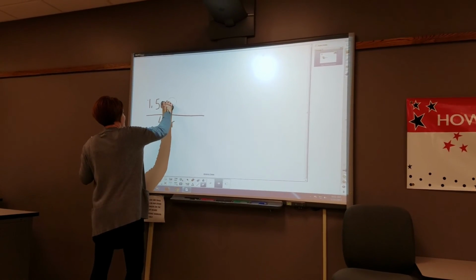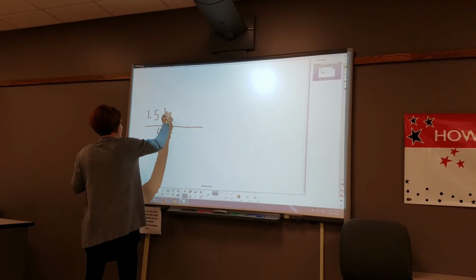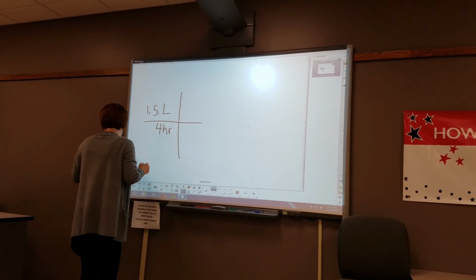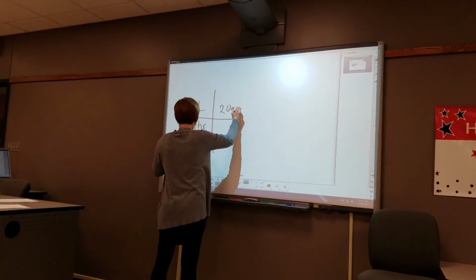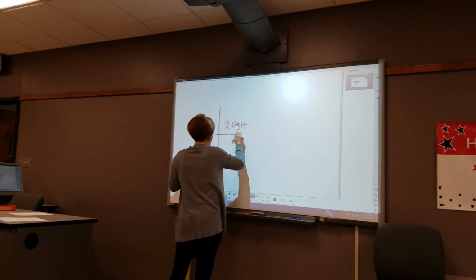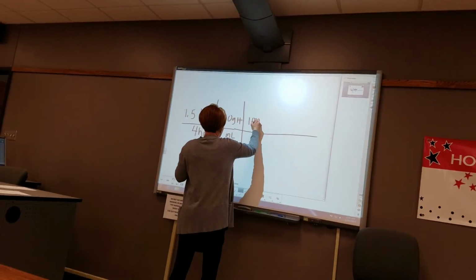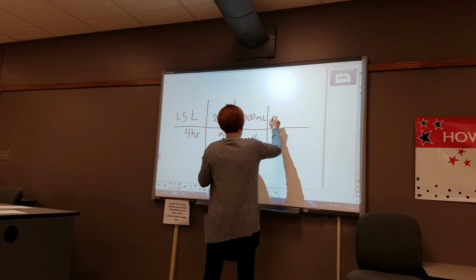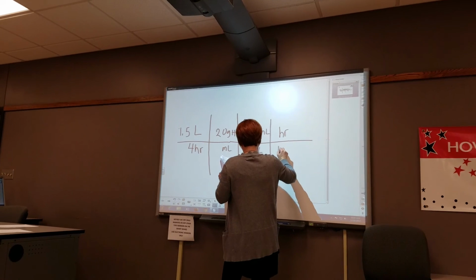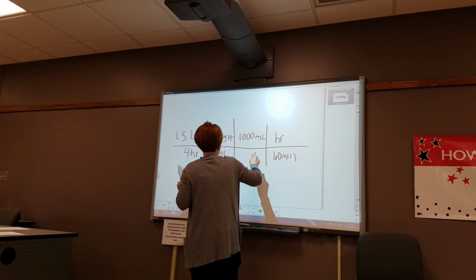It's gonna be tiny drops. That's when you would know something's not right. 1.5 liters over 4 hours, 20 drops per ml. Sorry. 1,000 mLs over 1 liter, and an hour over 60 minutes. And then you just start marking it out.